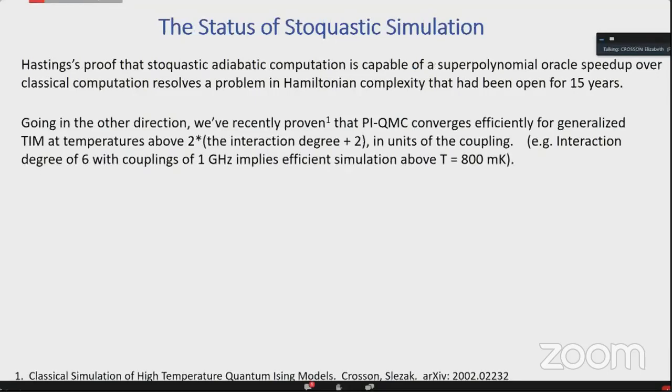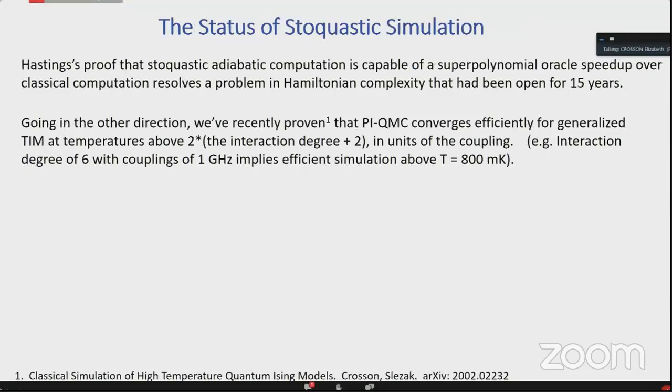Okay, so going in the other direction, can we prove new simulations for stochastic QA? This result that we had earlier this year says that path integral quantum Monte Carlo converges efficiently for generalized transverse Ising models, the kind we usually consider, at temperatures above 2 times the interaction degree plus 2 in units of the coupling. So you can actually insert h bar and Boltzmann's constant and turn this into a practical sounding result. That is, if you have your interaction degree of 6 with couplings of 1 gigahertz, this temperature above which we guarantee efficiency of quantum Monte Carlo would be 800 millikelvin.